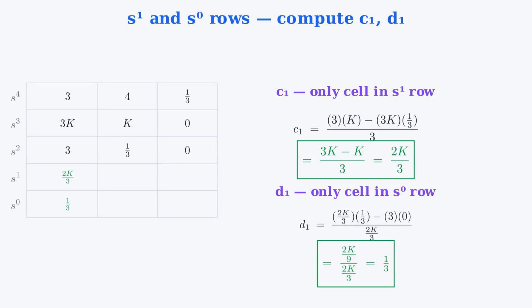Divide by the leading element of the row above, 2k over 3. 2k over 9 divided by 2k over 3. The 2k cancels. What remains is 1 over 9 divided by 1 over 3, which equals 3 over 9, which equals 1/3. D1 equals 1/3. The k cancels again. The bottom of the table is a fixed positive constant. The first column of the Routh table is now complete.